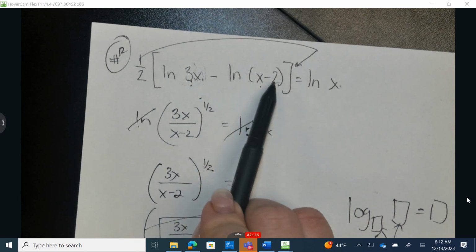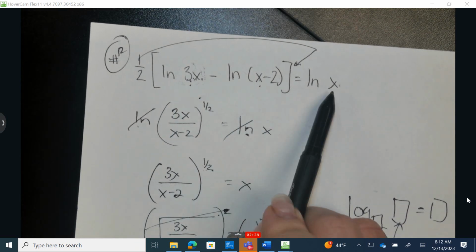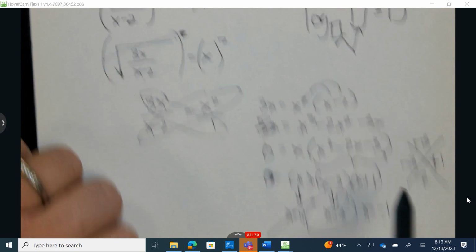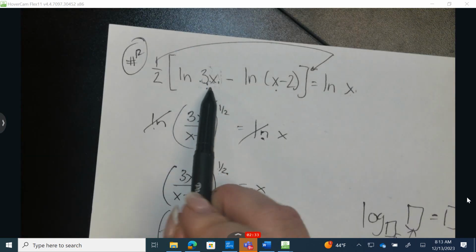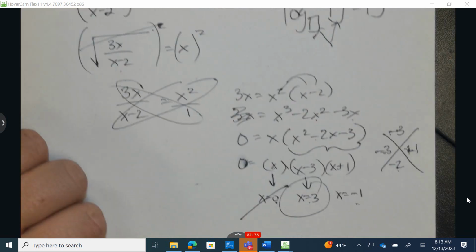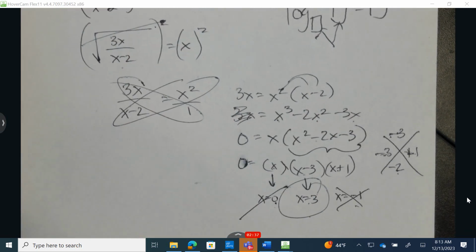Let's try 3. 3 times 3 is 9, it's positive. 3 minus 2 is 1, it's positive, and 3. That works. Let's try -1. 3 times -1 is -3. Again, it's a negative value. It has to be greater than 0. It's extraneous. I have one answer of 3.